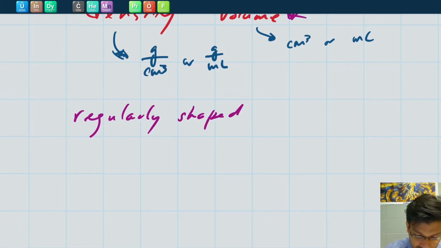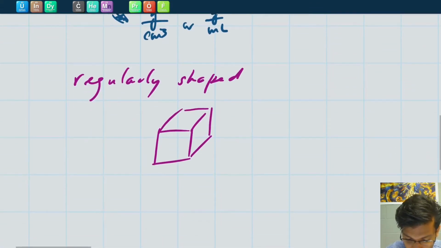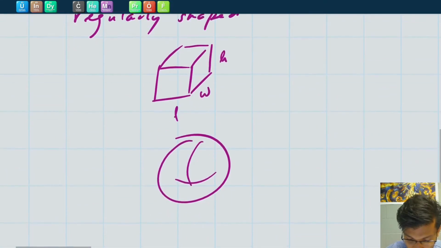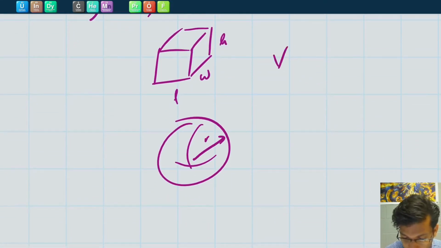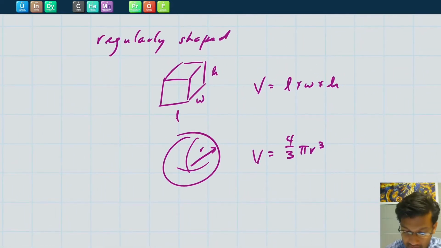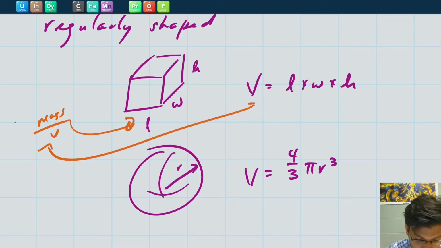A common regularly shaped object is, for example, a cube, right? Something like this, or any cuboid shape with some length, width, and height. Or spheres. Spheres are common objects too, right? With some radius. And the volume of that cube is simply the length by the width by the height. The volume of a sphere, if you remember, is 4/3 pi r cubed. For these sorts of regularly shaped objects, all we have to do is find the mass, find the volume, and divide the two for the density.